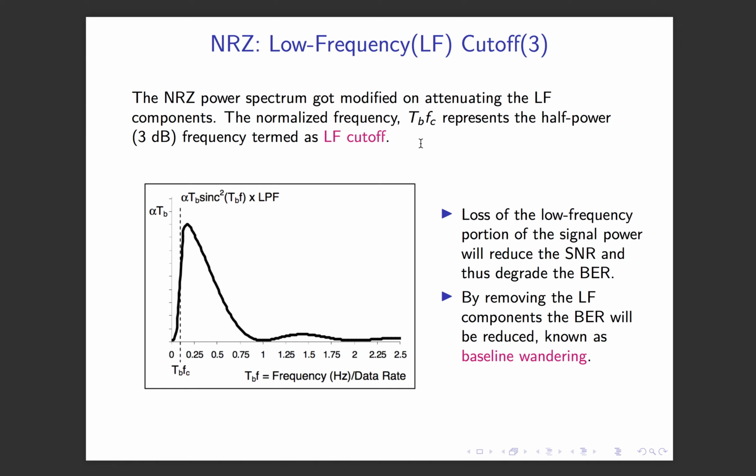Whenever the low frequency components get reduced, it will reduce the SNR and thus it reduces the BER performance. By removing the LF components, the performance is reduced, and this is known as baseline wandering. You might still not be able to figure out what baseline wandering is. It means there is an average line we take, and that line starts drifting around the mean.